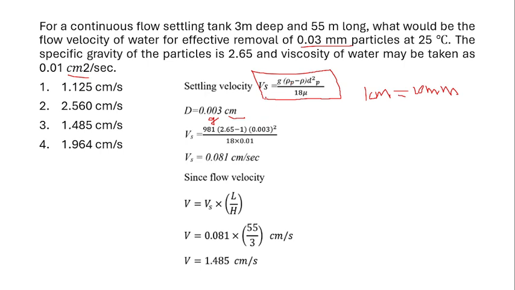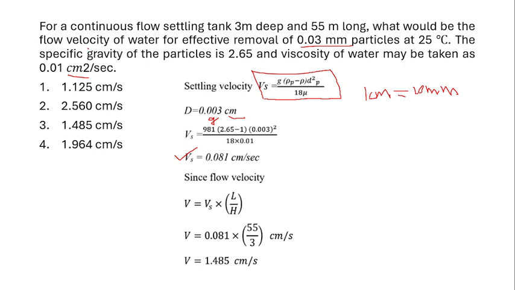Rho_p is 2.65 and rho is 1 gram per centimeter cube. The diameter of the particle is 0.003 whole square, divided by 18 mu. Mu is 0.01 centimeter square per second. So if you solve this one, you will obtain the settling velocity Vs as 0.08.